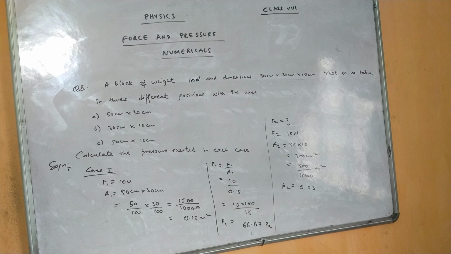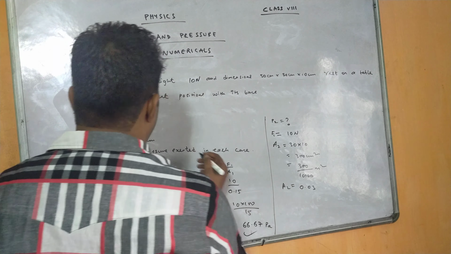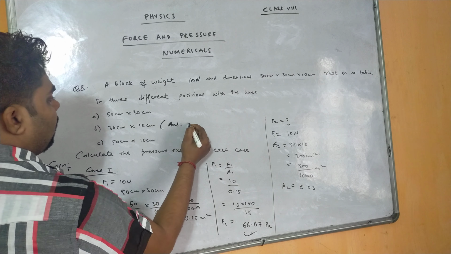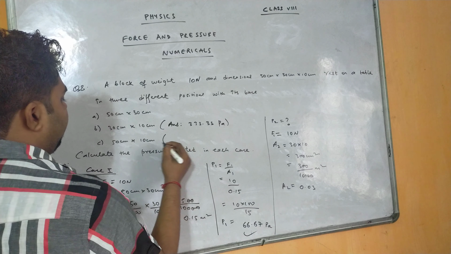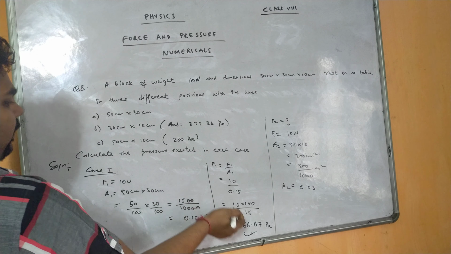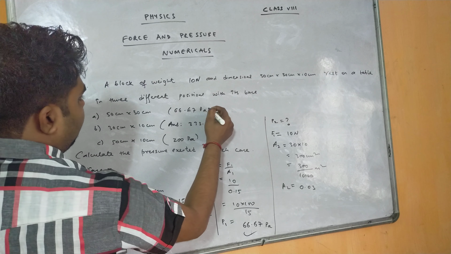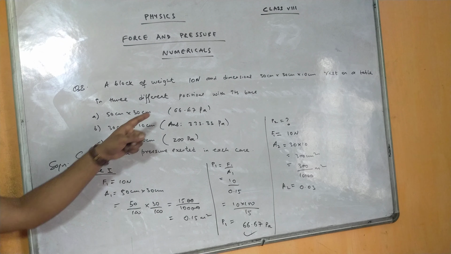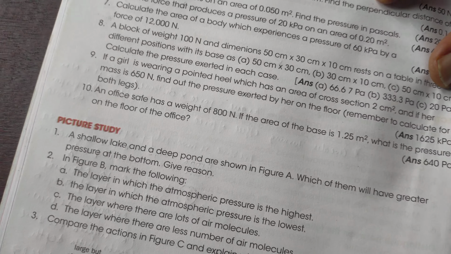I will just give you the answers. The first answer is correct, 66.67 Pascal, the second answer is 333.33 Pascal, and the last one you will get is 200 Pascal. When you solve, you will tally with these answers. Next question I will explain from the book itself.